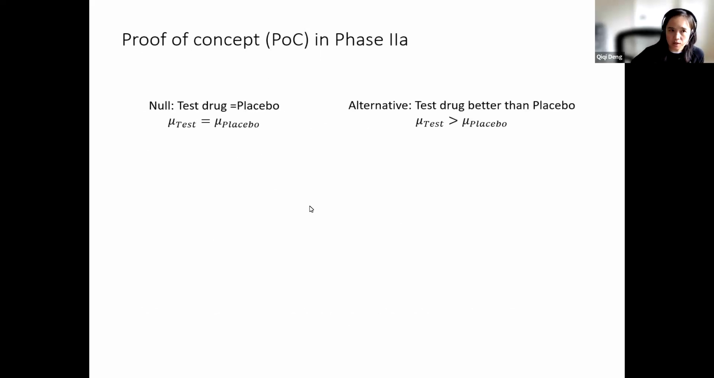The typical question we're trying to answer in the phase 2 study is basically as simple as this: you have a null hypothesis, the test drug is similar to placebo, it doesn't work. And then you have an alternative hypothesis, the test drug is better than placebo. When we use mathematical terms to reflect that, it's basically the mean of your primary endpoint. Let's say you're going to lower the blood pressure, then that's the mean of the blood pressure values. And then you're trying to see whether it belongs to the null or the alternative.